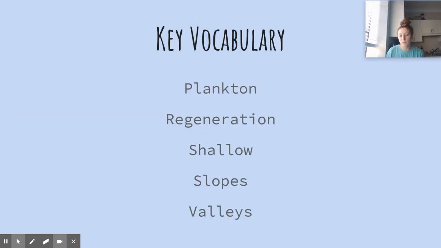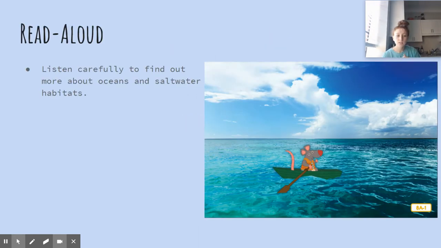All right, key vocabulary. We've got plankton, regeneration, shallow, slopes, and valleys. Listen carefully to find out more about oceans and saltwater habitats. Welcome to the last habitat we are going to explore. In the last read aloud, we explored freshwater habitats. Now we're going to learn about another kind of water habitat, a saltwater habitat.